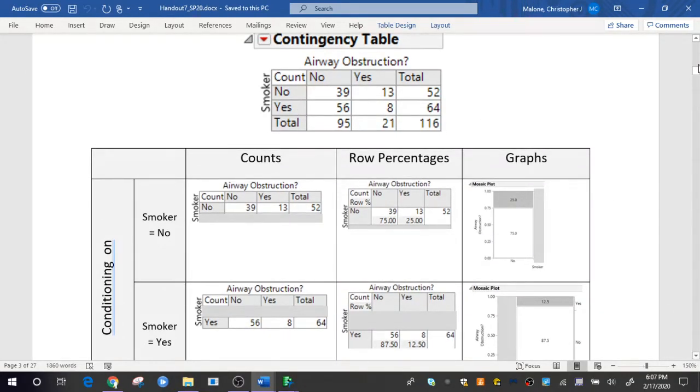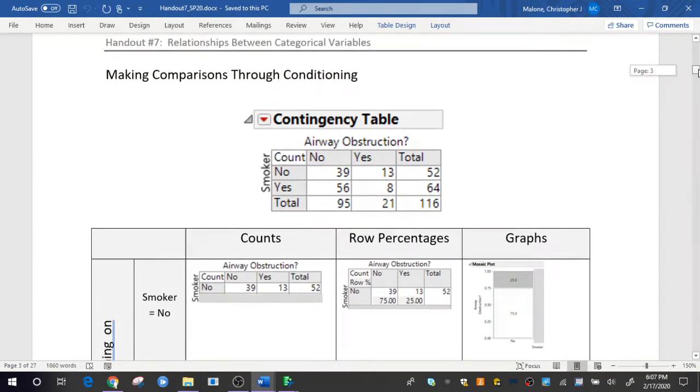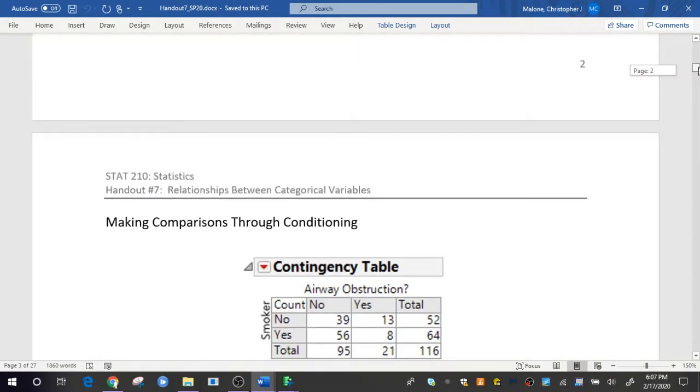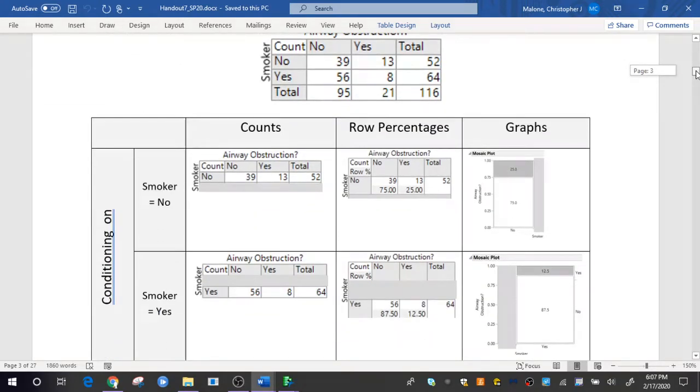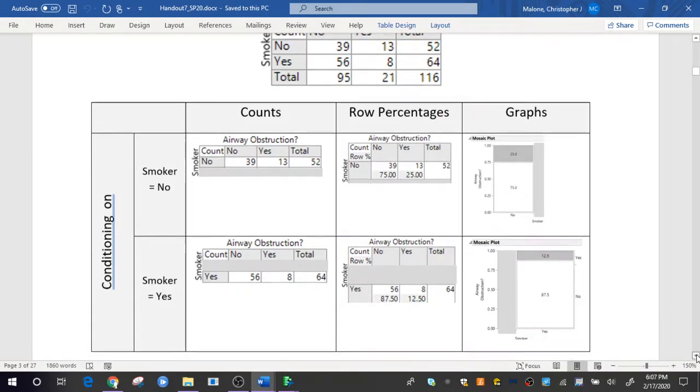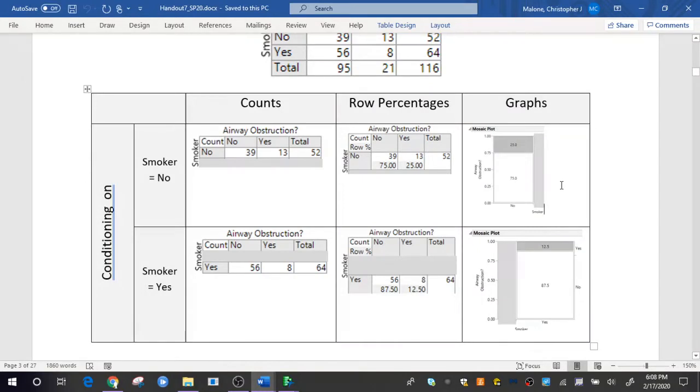Now, in order to break down relationships like this, so the title of this handout is called Relationships Between Categorical Variables, how we do that is with the idea of conditioning. So what I'm going to do here on page 3 is condition on my non-smokers. When I say condition on my non-smokers, I'm going to ignore all the other levels for that variable, which here there's only non-smokers and smokers. So I'm only going to isolate on that first row.